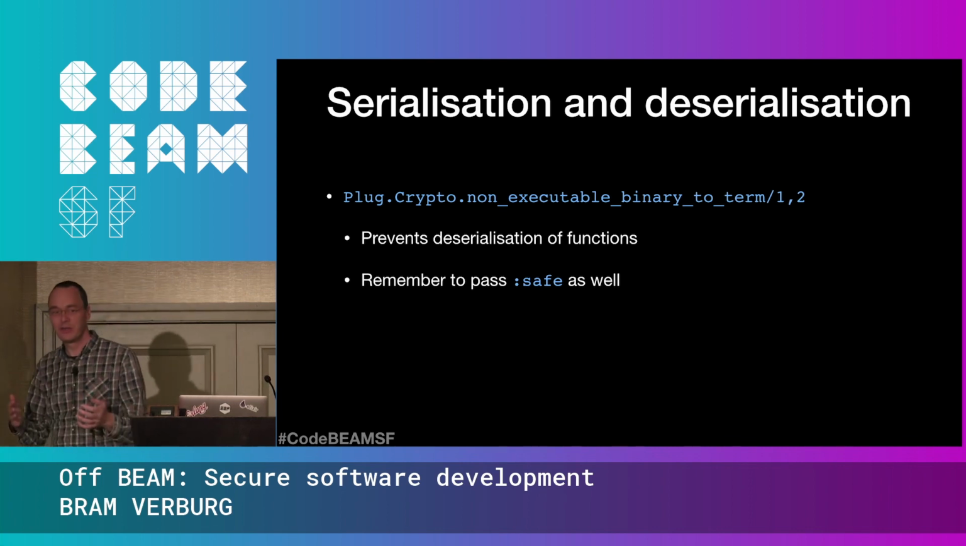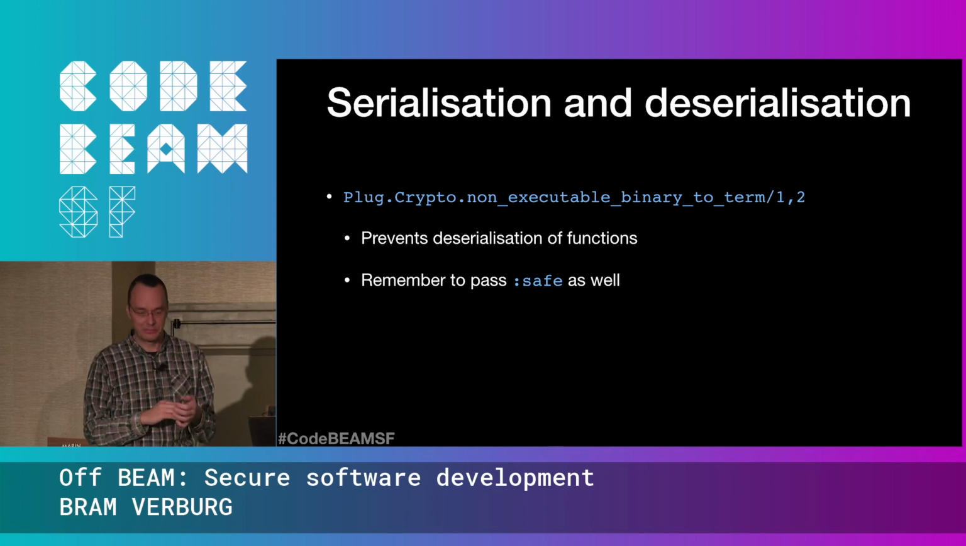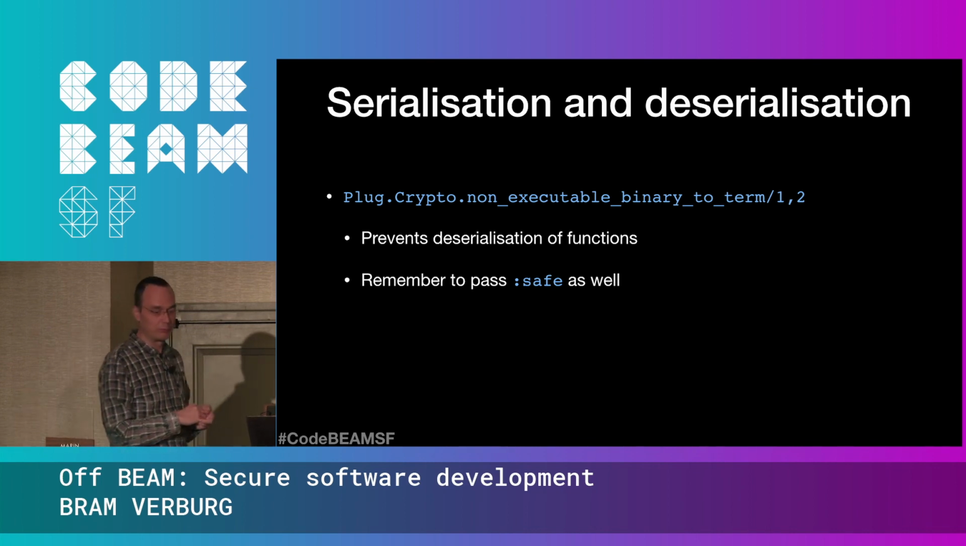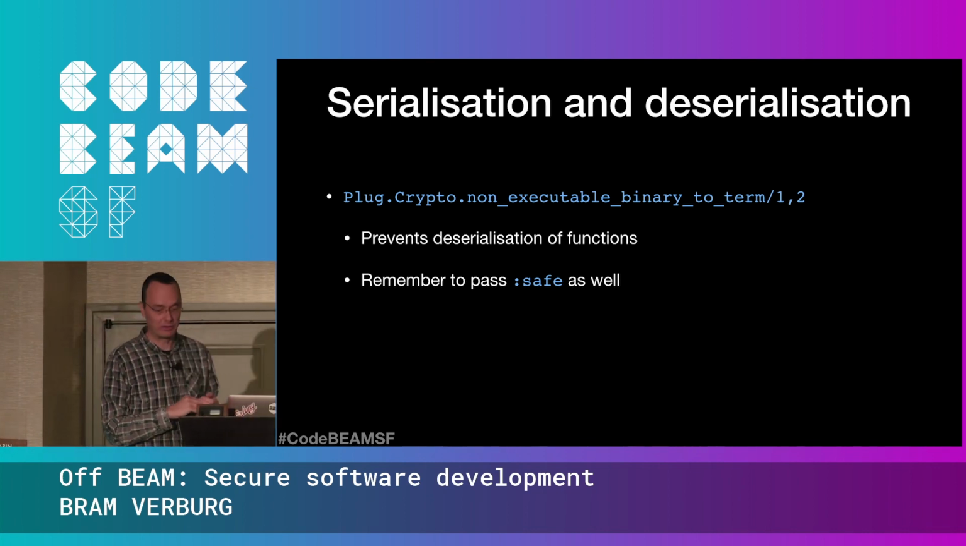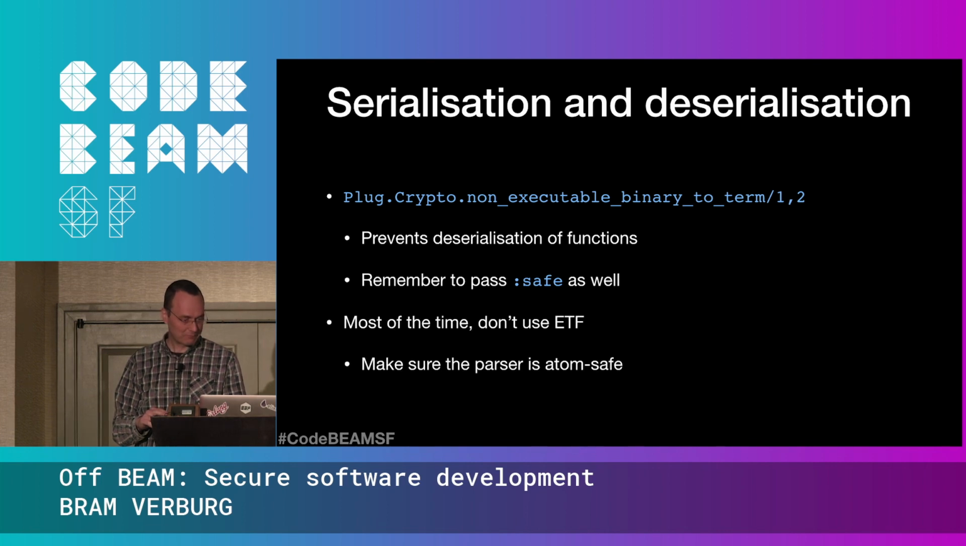Okay, so if you're working in Elixir and you want to prevent this, there is a function in the plug crypto library that does a safer version of binary to term, which does not allow deserialization of functions. But it also needs to be passed this safe option to prevent atoms from being created. But most of the time, don't use ETF. ETF is something for internal use. Don't use it in this kind of use cases.